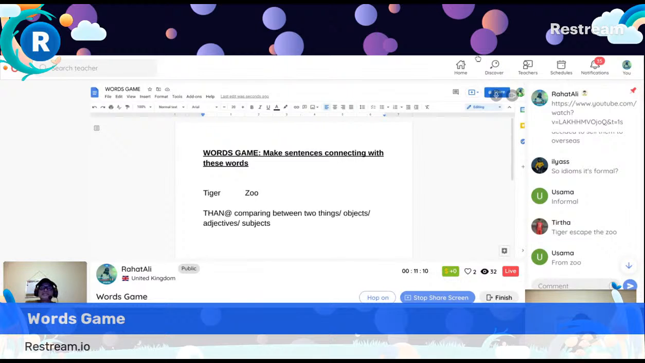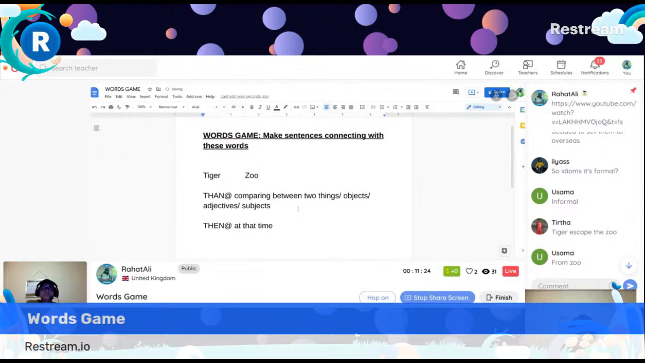Osama, I'm explaining "than" when we are comparing between two things, objects, adjectives, subjects, and "then" is time, at that time. Okay. Let me give you more examples. You see, iPhone is more expensive than Samsung phone. Okay.